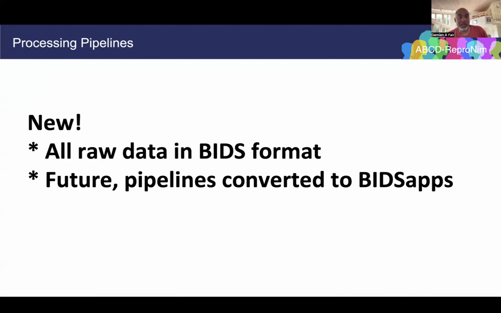And the last bit on this particular section is that all of the data, both the raw data and the derived data from the minimally processed pipelines and the FreeSurfer outputs, are available in BIDS format or BIDS derivatives. In the pipelines, we're working towards the next round, hopefully 7.0, where the pipelines will also be converted into BIDS apps and hopefully made a bit more user-friendly.